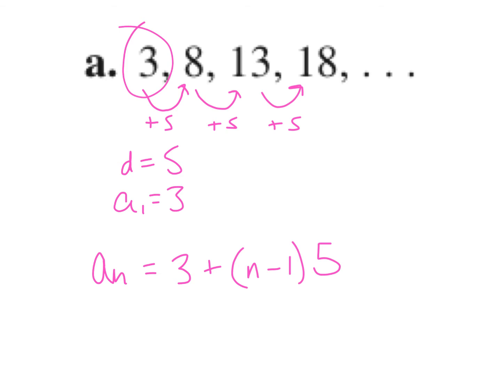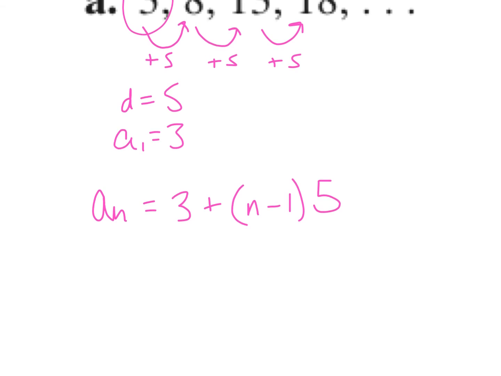Now to simplify this formula a little bit, what do you think we need to do? We want to condense this formula because we have a lot of numbers in here. We want to make it a little bit smaller, a little bit prettier. What can I do? Distribute the 5. So I have 3 plus 5n minus 5. And then do I have any like terms that I can combine?